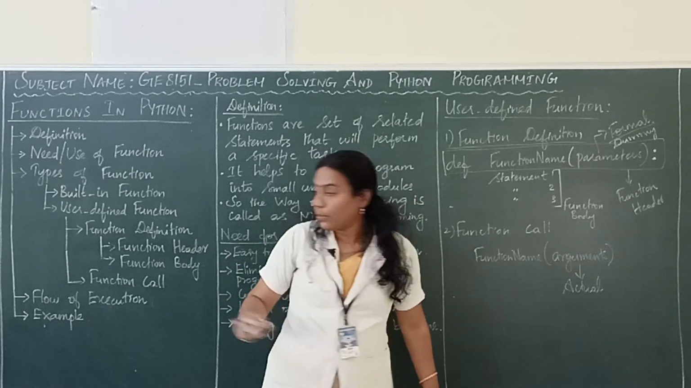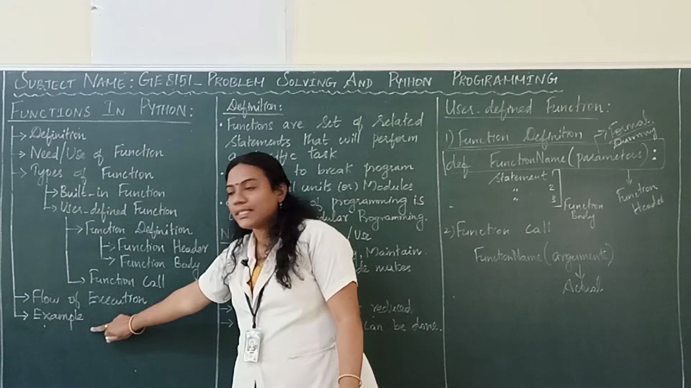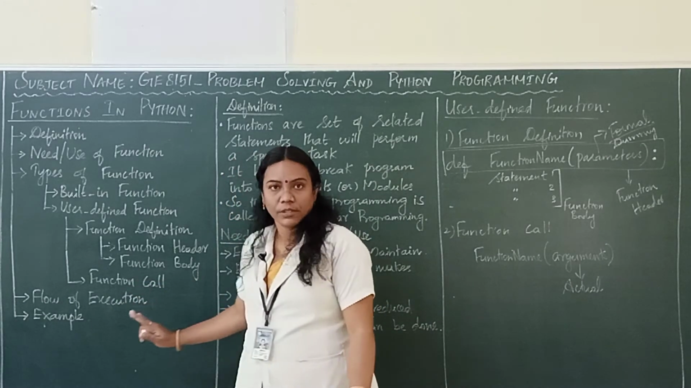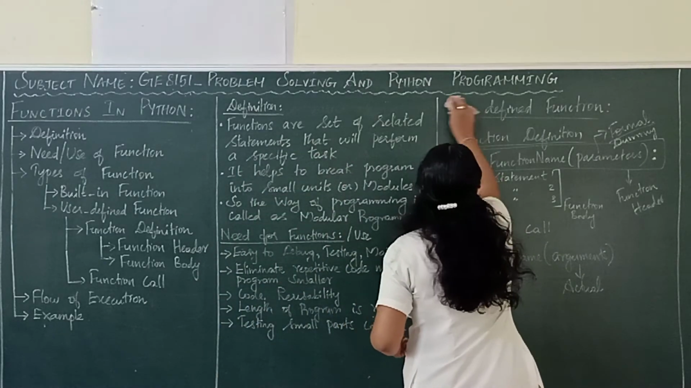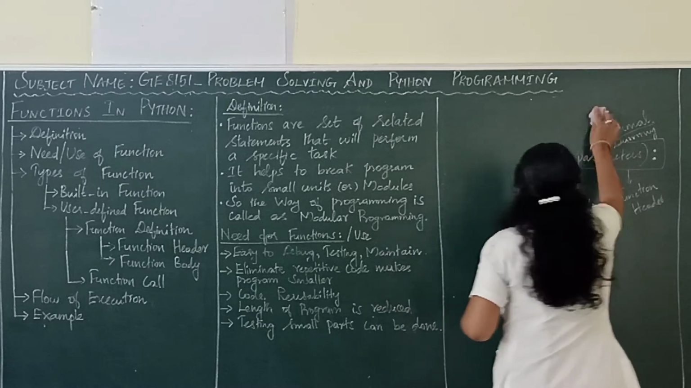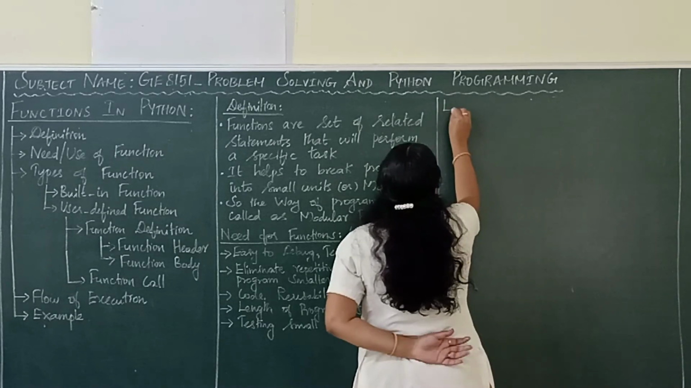Next we can see an example. While explaining the example, I will explain the flow of execution. So, let us see an example for function.